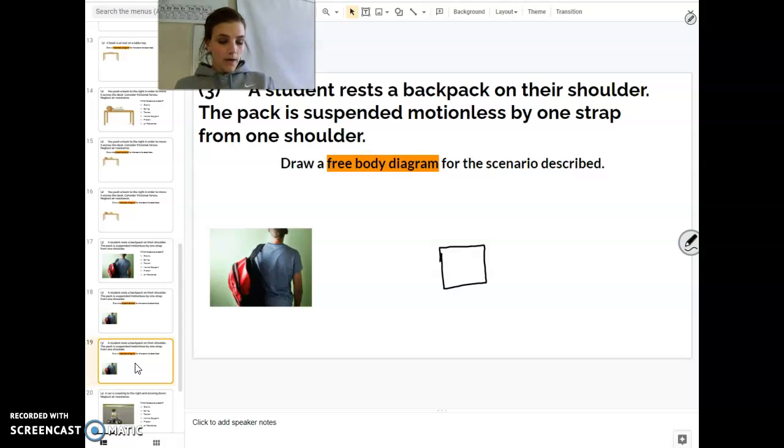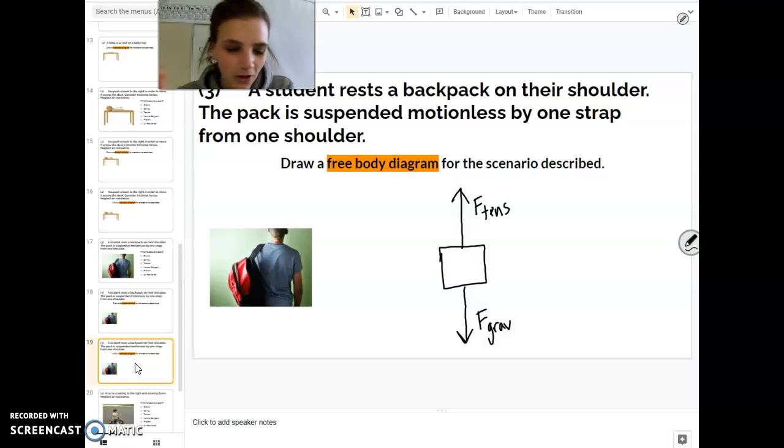Well, because gravity pulls down on the backpack, our arrow for gravity is going to go down. F sub grav is what we're going to label it. Then the tension force has to be equal to the force of gravity, but in the opposite direction. Why is that? Well, think about it. If gravity was larger than the tension force, that backpack would be falling to the floor. If tension was larger than gravity, the backpack would be springing upwards, and that's not happening. So the tension force has to be equal, again, do the best that you can, but opposite to gravity. So it should look something like that.